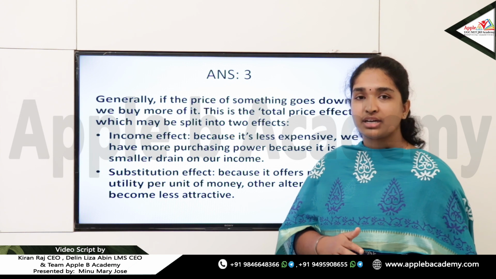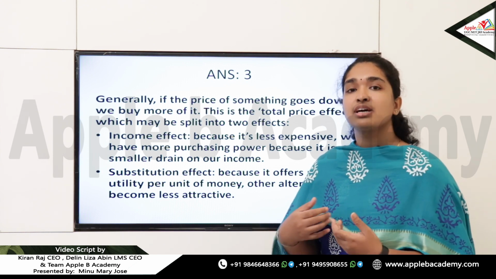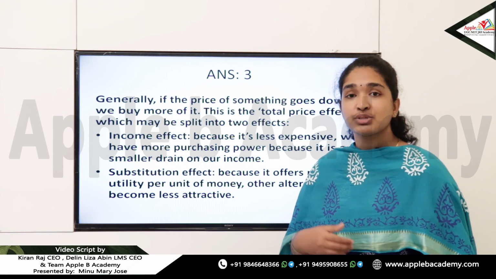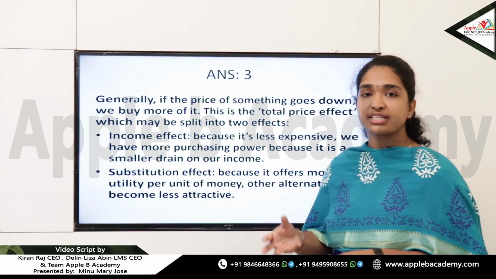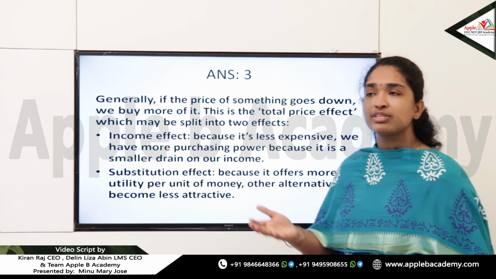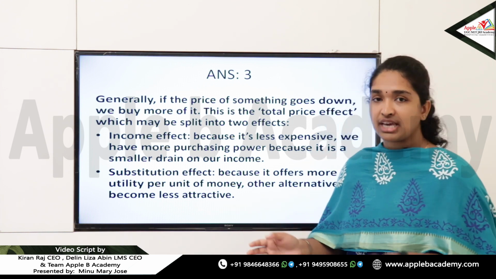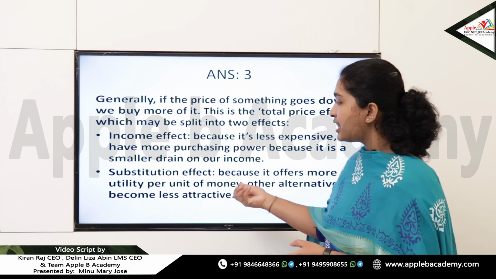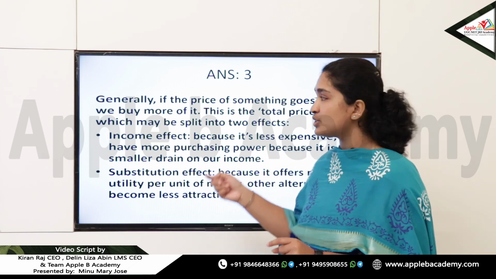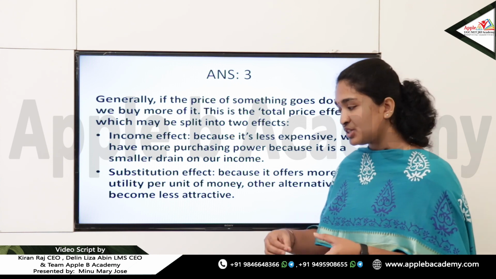Suppose the price of commodity X has fallen, then it is always sure for the consumers to substitute this commodity X for another, that means one whose price has not changed or is relatively higher than commodity X. Such a substitution, when you substitute one commodity for the other, is what is called the substitution effect. So this total price effect can be divided into income effect and substitution effect.